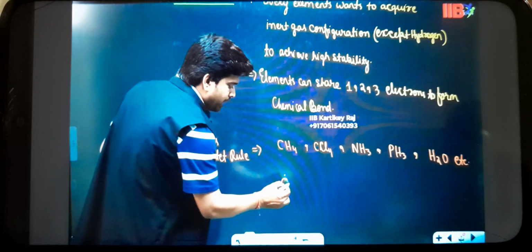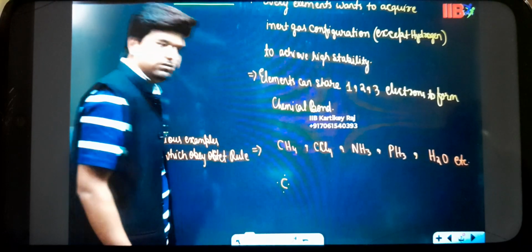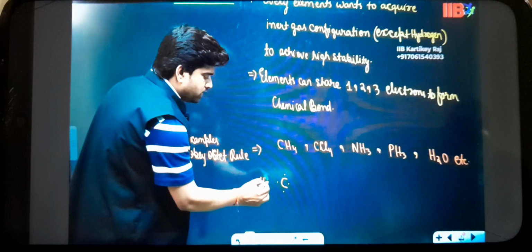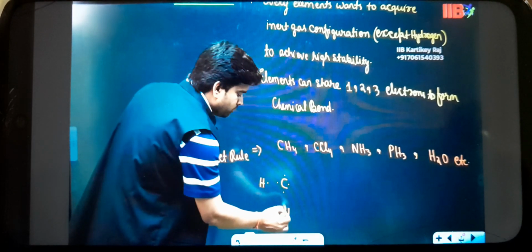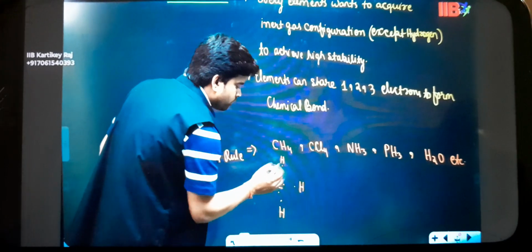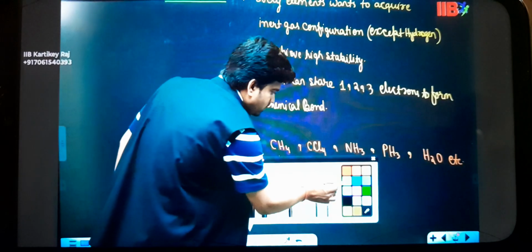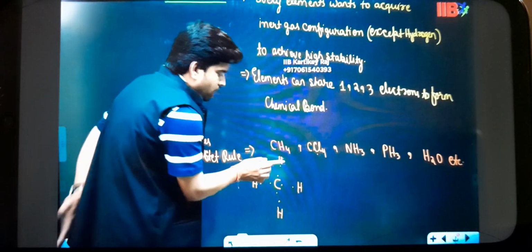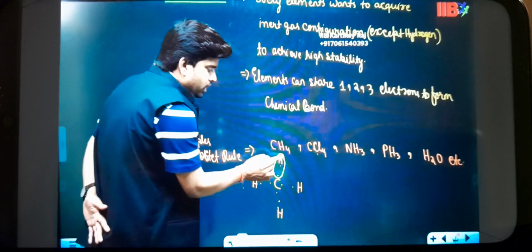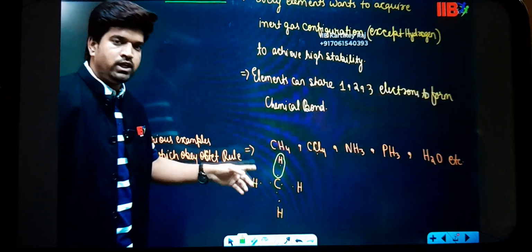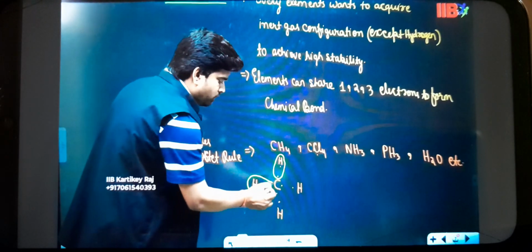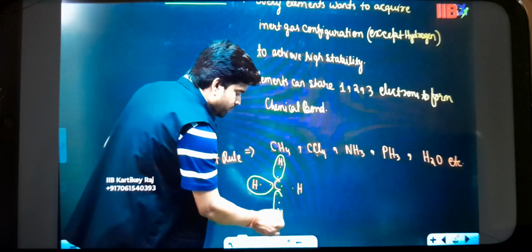Carbon has 4 valence electrons, no issue. Now take hydrogen. Hydrogen has 1 valence electron. Now see, guys, hydrogen wants to maintain a duplet such that it acquires the inert gas configuration of helium. So every hydrogen wants to acquire a duplet.